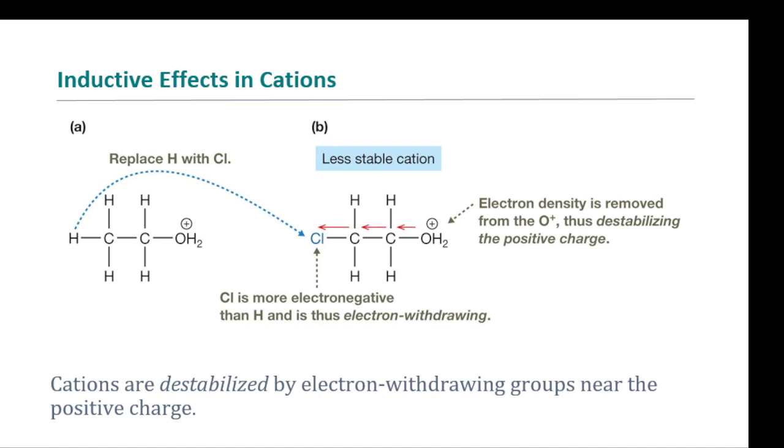What about positive charges, by the way? What would happen to a positive charge with something very electronegative a little bit down the chain? It's going to destabilize it, isn't it? Because we're pulling electron density that we need, right? So it's going to make it even more positive over there. And that's, of course, going to destabilize it, just like we predicted.